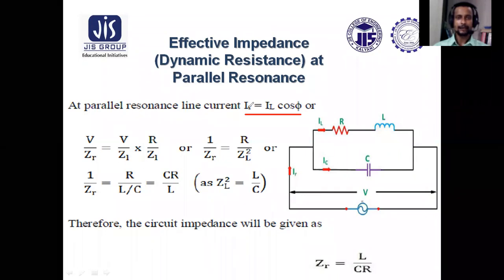Now, IR equals what? V by ZR, where ZR is the total impedance of the circuit at resonance. And IL is V by ZL. Cos phi L is R by ZL. All these formulas we know. From this, what can we write? 1 by ZR equals R by ZL square. Or 1 by ZR equals R by L by C. Why this?